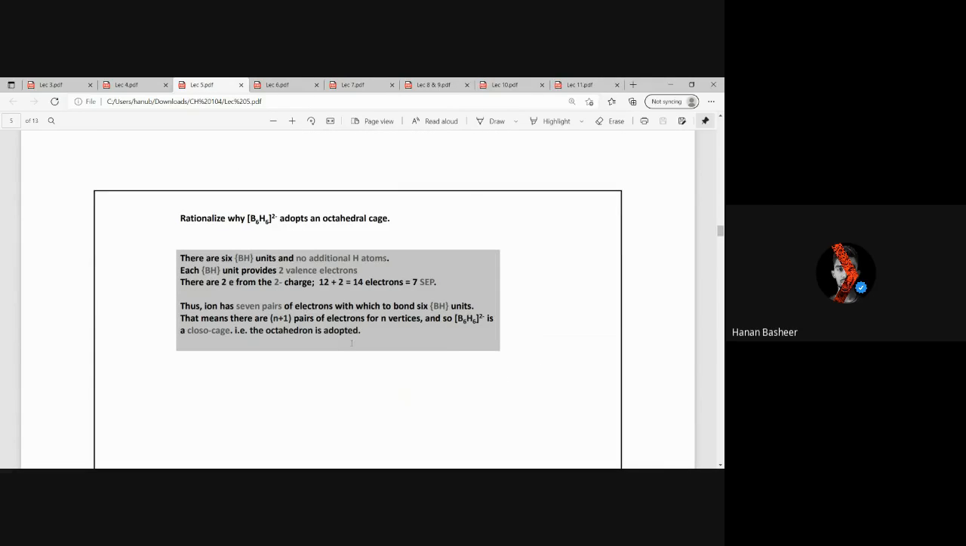Then why do you think that B6H6 2 minus adopts an octahedral structure? When we apply Wade's rule, we get that the SEP will come out to be 7 and 6 will be the total vertices. And since there are a total of 6 vertices, we get this octahedral cage structure.